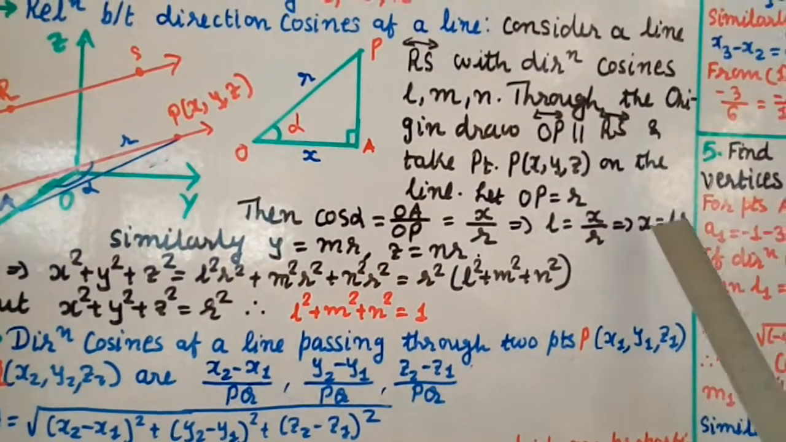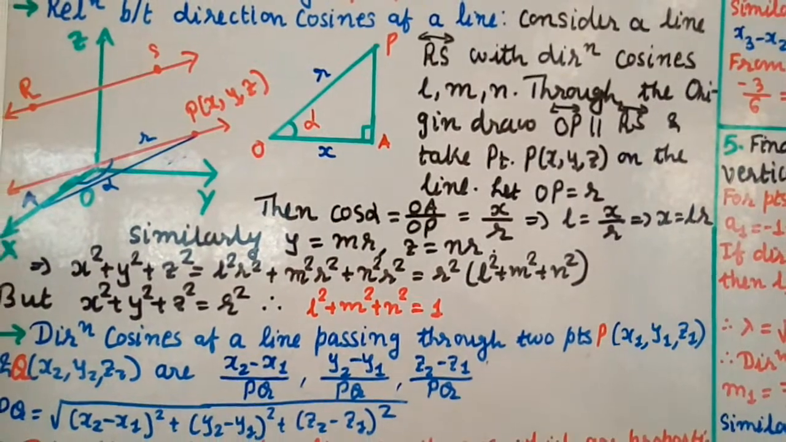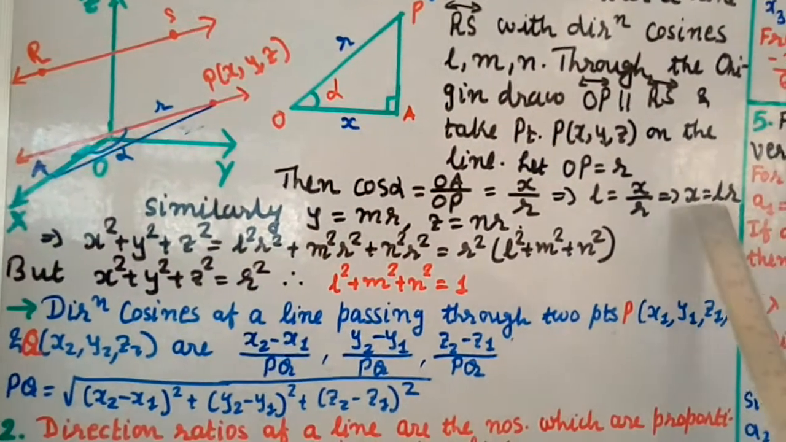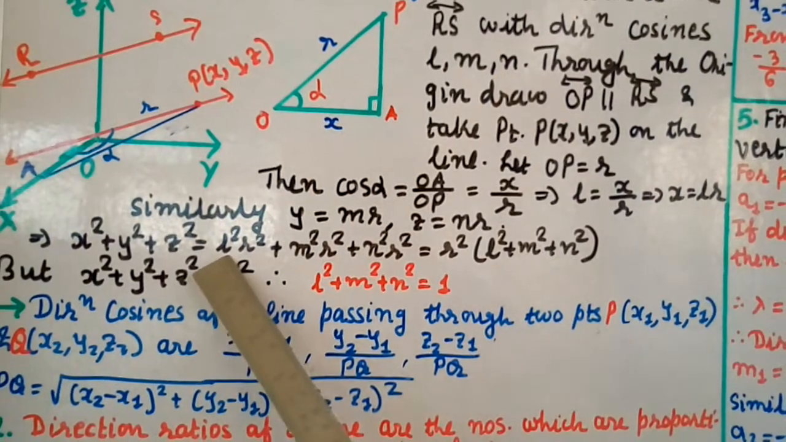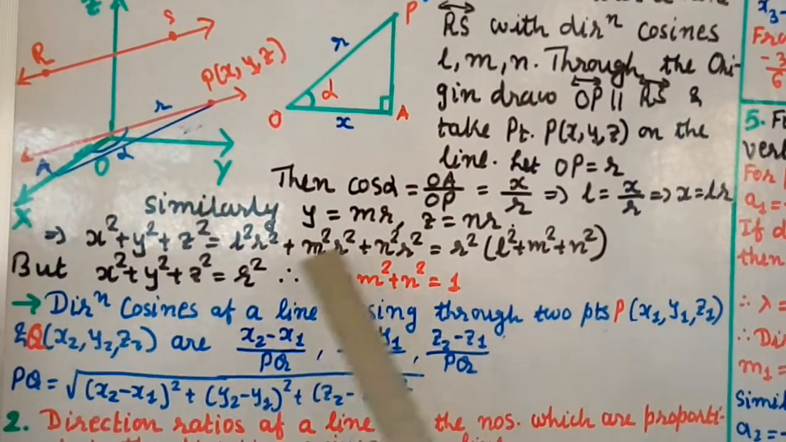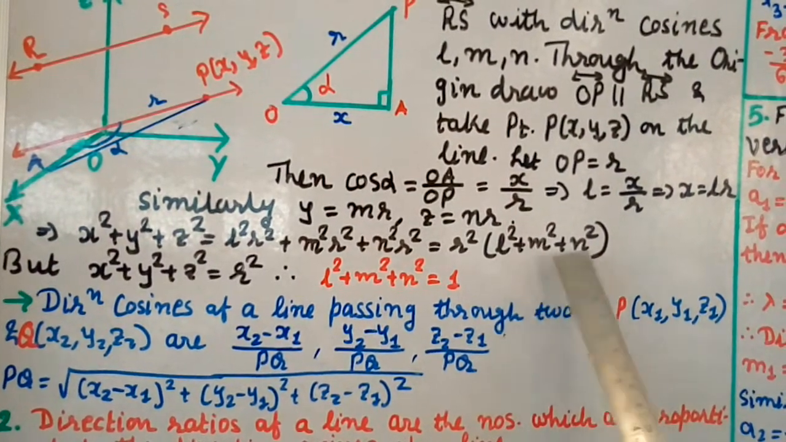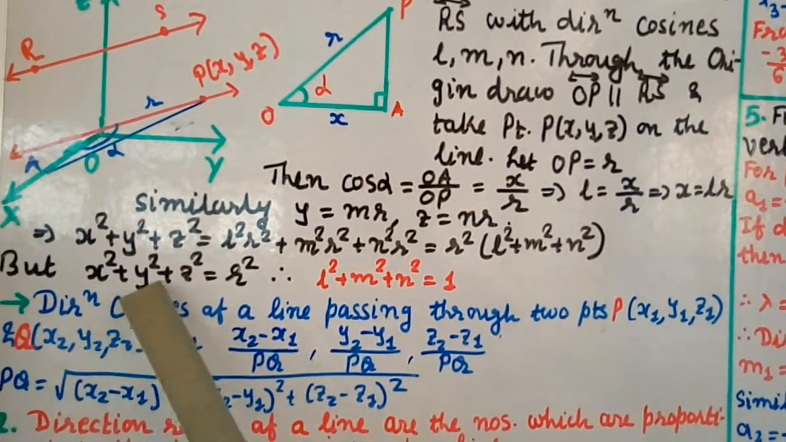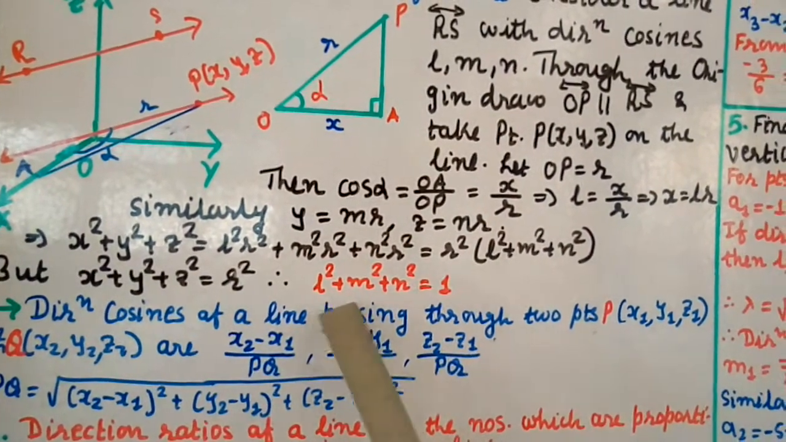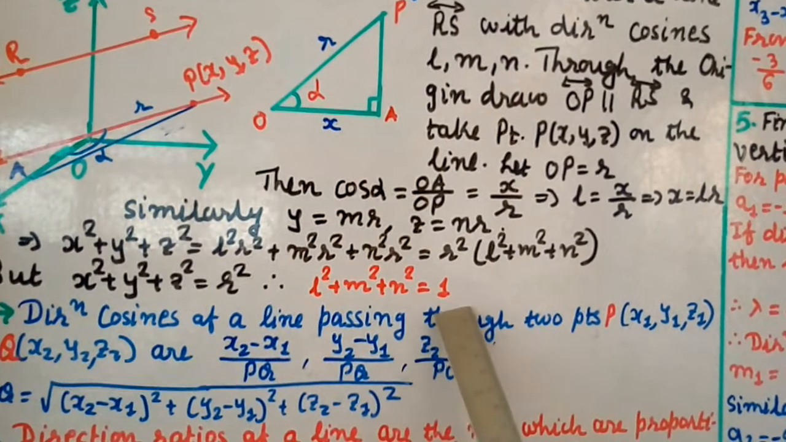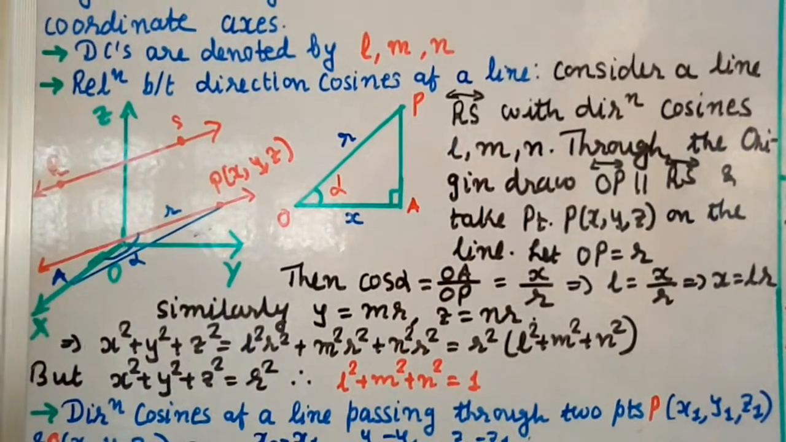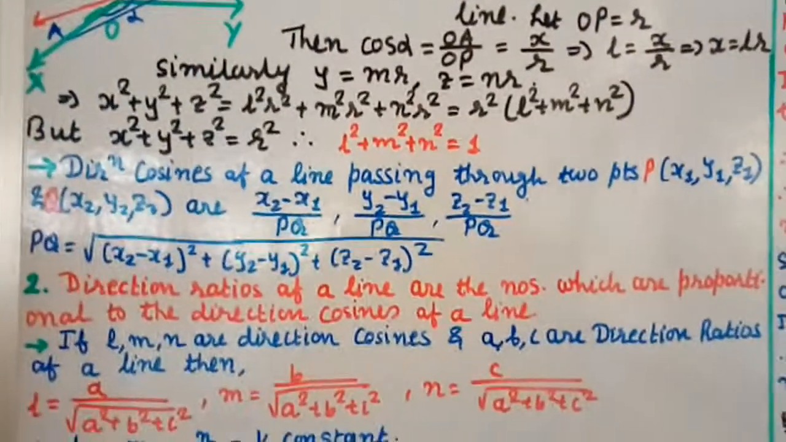Now we square all three values and add them together. So x square plus y square plus z square equals, on the right-hand side, l square r square plus m square r square plus n square r square. From here you take r square common, so what remains is l square plus m square plus n square. But we know that x square plus y square plus z square is equal to r square. So we can say that l square plus m square plus n square is equal to 1. That is the relation between the direction cosines: l square plus m square plus n square equals 1.